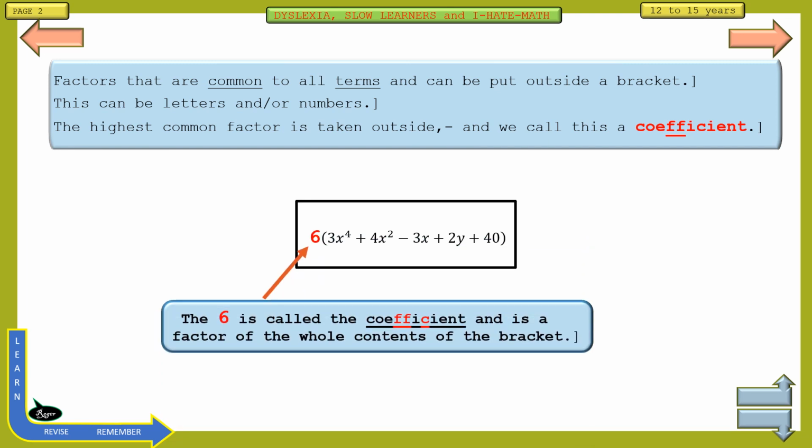Take a look at this equation for a moment. The 6, which is in red, is called the coefficient and is a factor of the whole contents of the bracket.